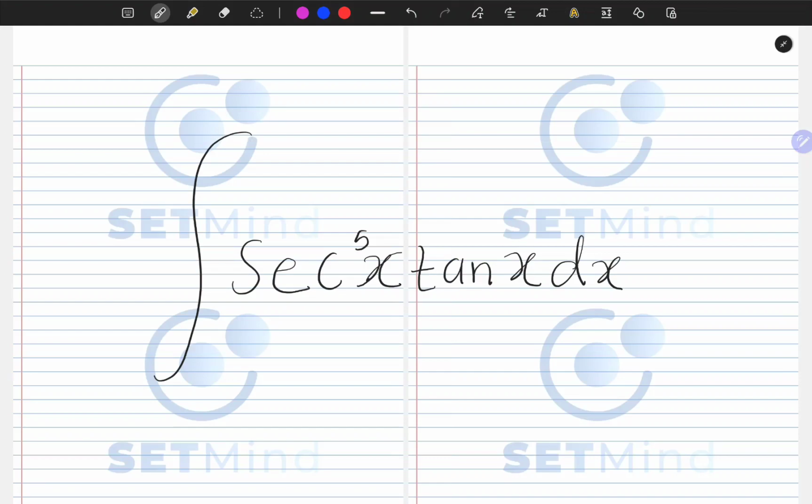In this session, we'll be looking at the integral which is on your screen, which is the integral of sec⁵x multiplied by tan x, and this is integrated with respect to x.